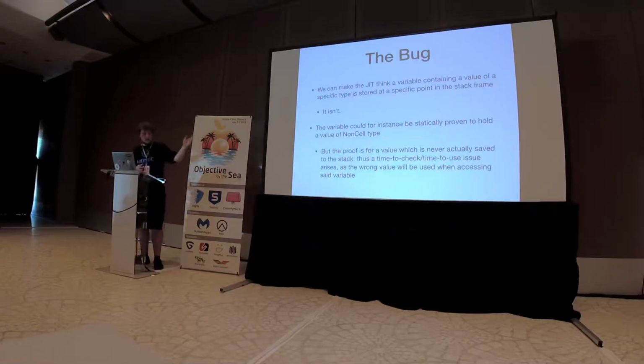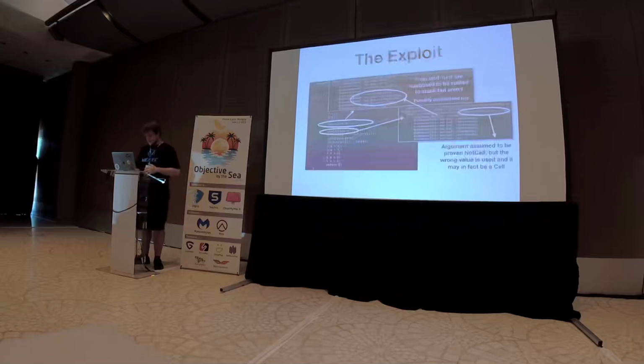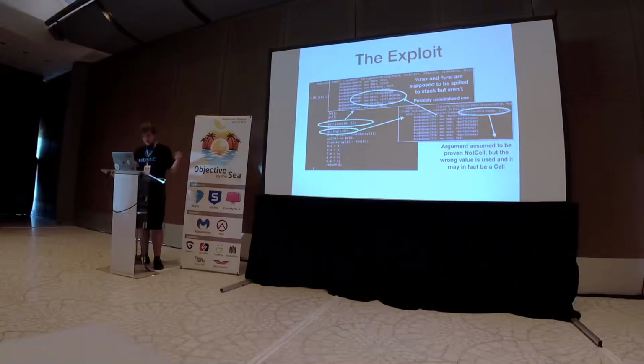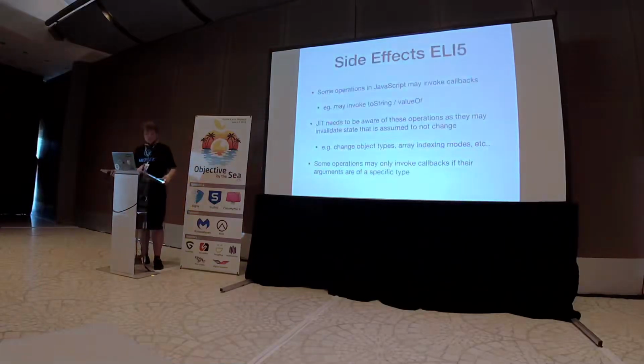So we have a time to check, time to use issue here, as the wrong value is going to be used when accessing the variable. And so we go back to our JIT code, and in the call string constructor node, you will again note that the argument is assumed to be proven to be not cell because of the prior proof that we did earlier. But again, we can specify any value as well as a cell. And this is interesting because of the concept of side effects.